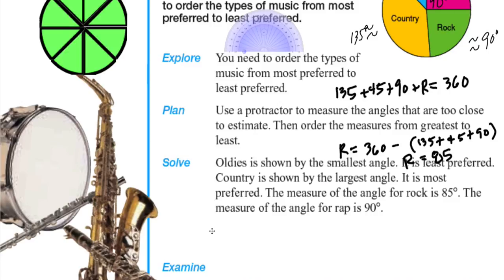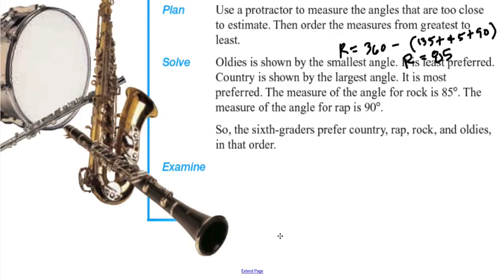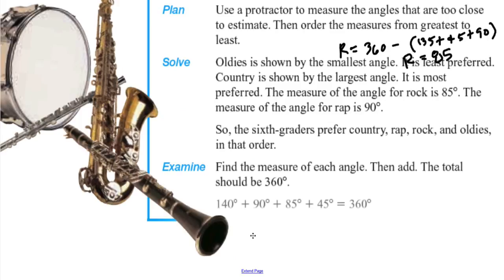So the 6th graders prefer country, rap, rock, oldies in that order. And if we check our answer, we simply add them all up. They should equal 360, and our answer checks out. Okay? And that is our lesson.